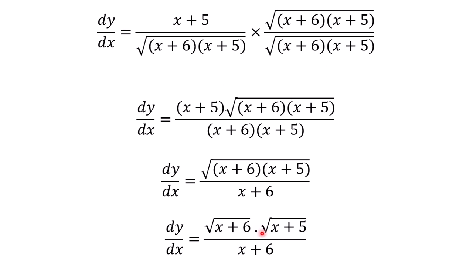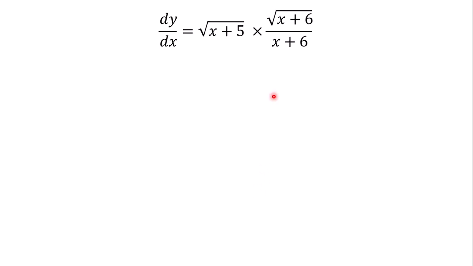Alright, so this one here can also be written as square root of x plus 5 times square root of x plus 6, divided by x plus 6. Okay, good.